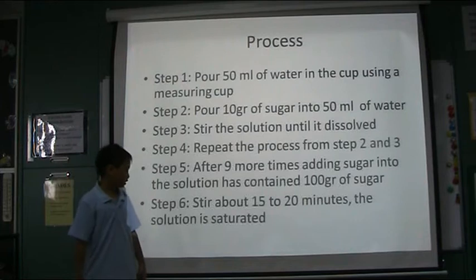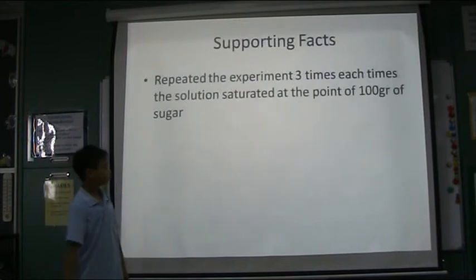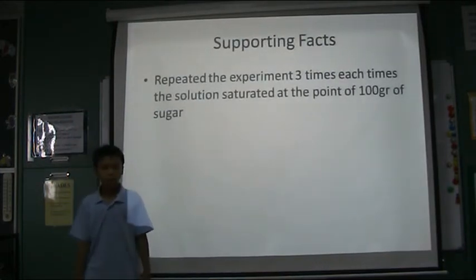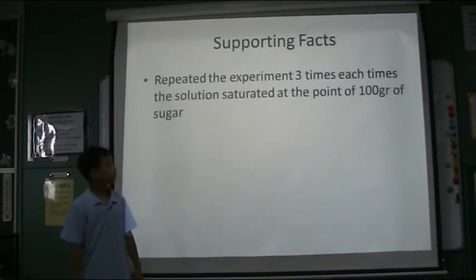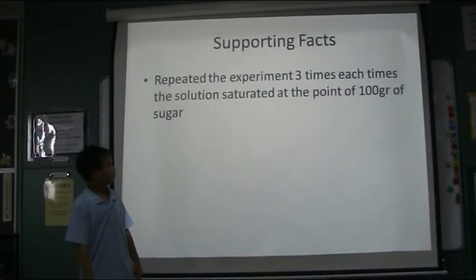Step 6. Stir about 15 to 20 minutes. The solution is saturated. Supporting facts. In order to be an honest and accurate scientist, I repeat the experiment 3 times. Each time the solution saturated at the point of 100 grams of sugar.